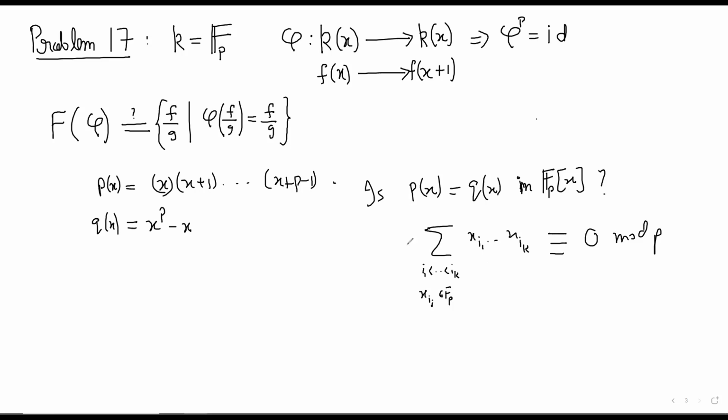This is basically the coefficient of Px, the coefficient of x to the k. Otherwise you have to put a product. If it is 0 mod p, then you are done. For example, you know that if I take i going from 0 to p minus 1, then this is 0 mod p, because we know this.